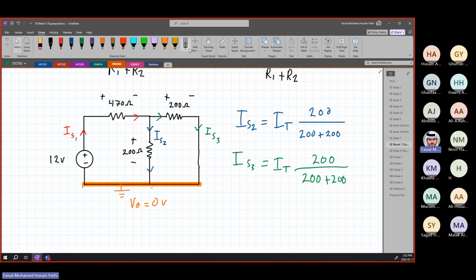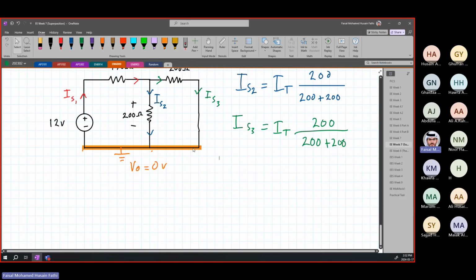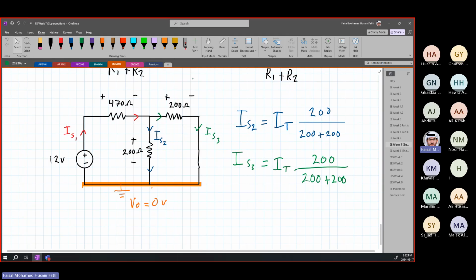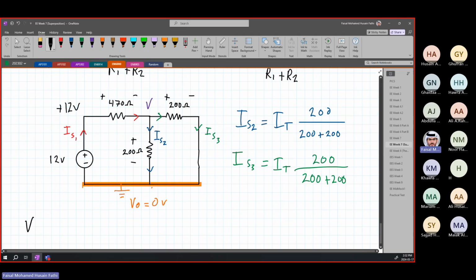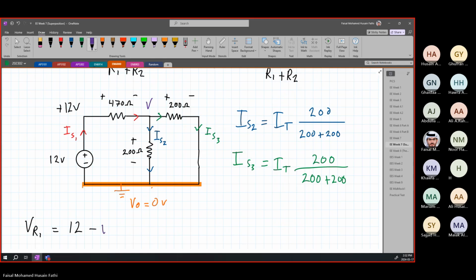I'm going to now continue solving. I just wanted to explain the current divider rule, but I'm going to continue solving the usual way I solve it, using polarities, using voltages. So we know that we have 12 plus 12 volts up here, right? So we want to find the voltage here. We need to find this voltage V. Let's call it V, okay? How can we find this voltage V? We know that this, let's call it VR1, is equal to 12 minus V.